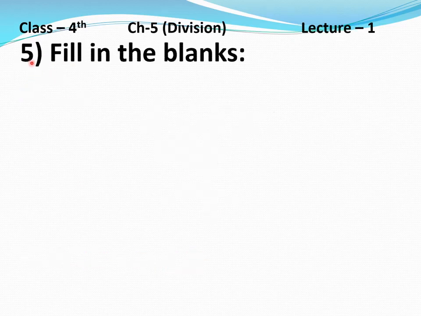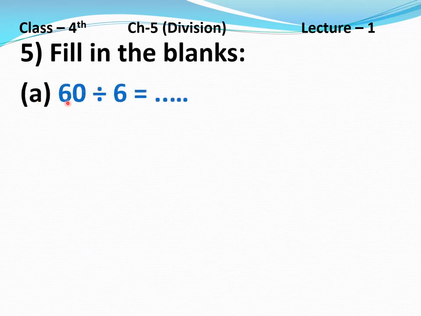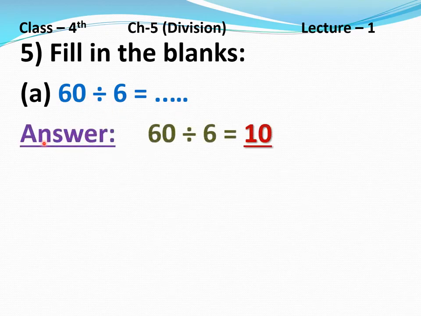Now, question number 5. Fill in the blanks. A part, 60 divide 6 equal to dash. Divide 6 by 6. 6 divide 6 equal to 1 and write this 0 as it is. So answer will be 10. Write down answer, 60 divide 6 equal to 10. So 10 is the answer.